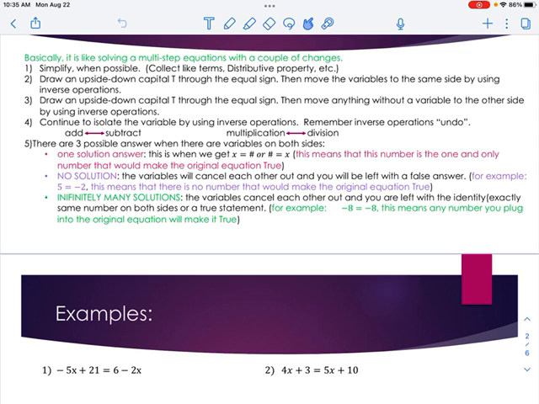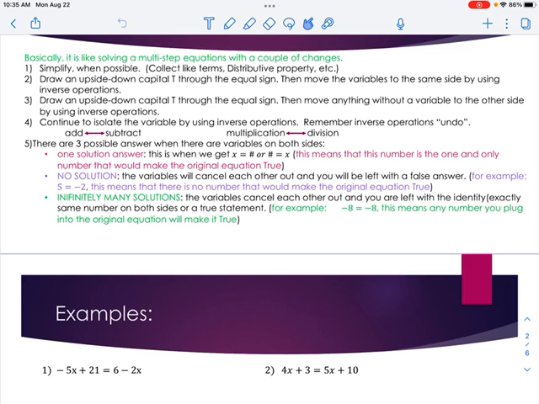So what does a no solution answer mean? Well, what it means is that there is no number, fraction, decimal, integer, anything. There is no number that if I were to plug back into the original equation would make that equation true. It will always make it false. Okay? So there's no possible way to get a true answer there.